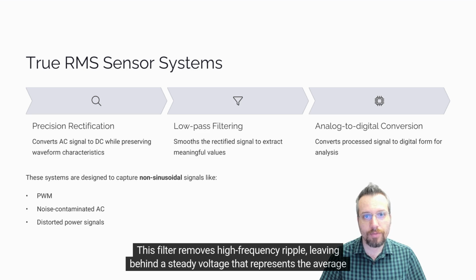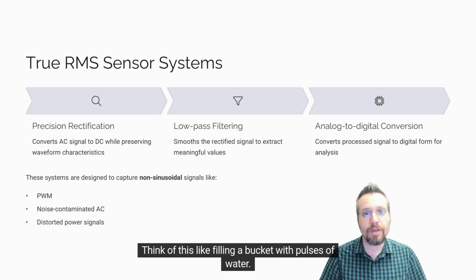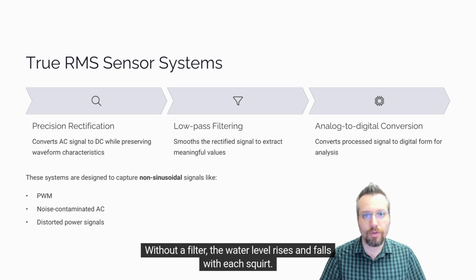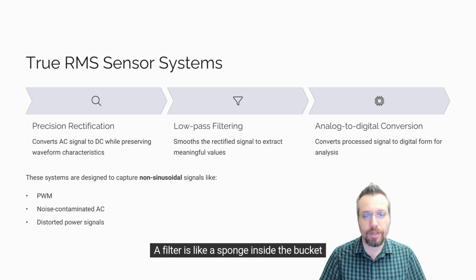This filter removes high-frequency ripple, leaving behind a steady voltage that represents the average or RMS value of the original signal. Think of this like filling a bucket with pulses of water. Without a filter, the water level rises and falls with each squirt. A filter is like a sponge inside the bucket. It absorbs fast surges and delivers a calm average level.